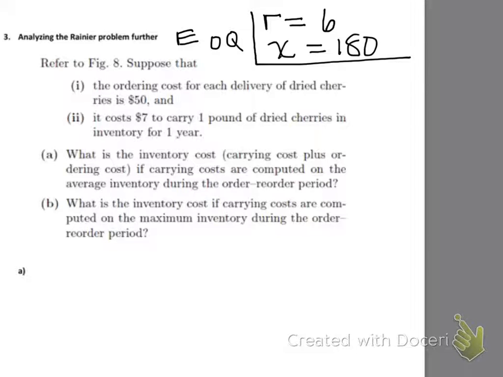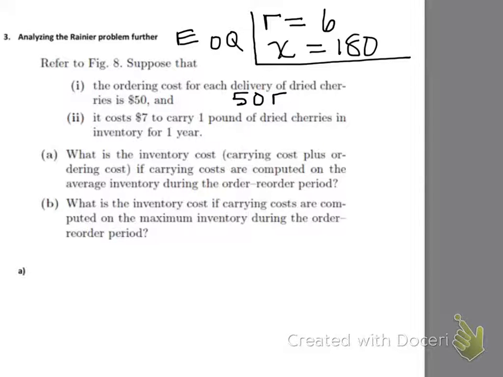So this says, now refer to figure 8. So I've done that, and I gave the appropriate information right here. Suppose that the ordering cost for each delivery of dried cherries is $50. So that's going to mean that the ordering cost is the R. So I know that if the R, well, let's say that it's 50 times R is the general expression for my ordering cost, given the cost of $50.